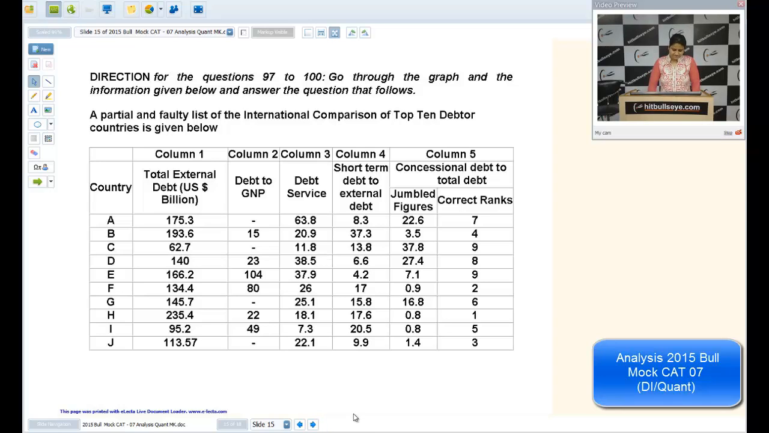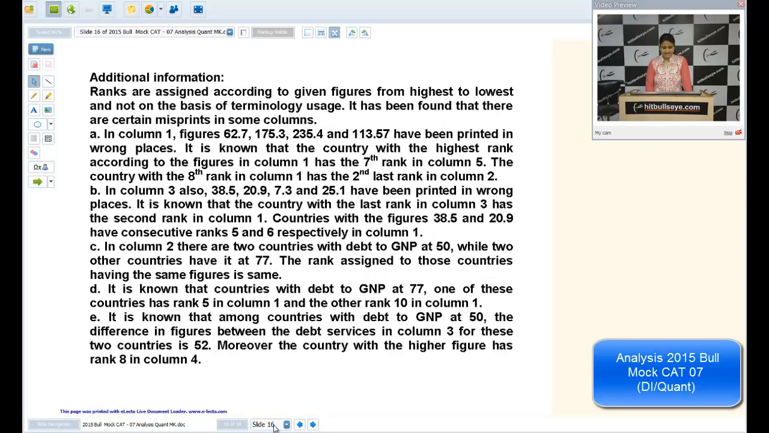Very lengthy, actually very lengthy. Avoidable. AR was very easy otherwise. If you skip 97 to 100, AR was easy. Conceptually it was easy, but the information was lengthy. See, yes, additional information was very lengthy. That's why.